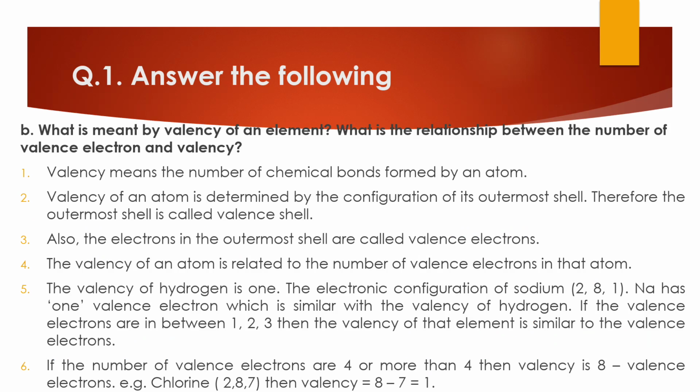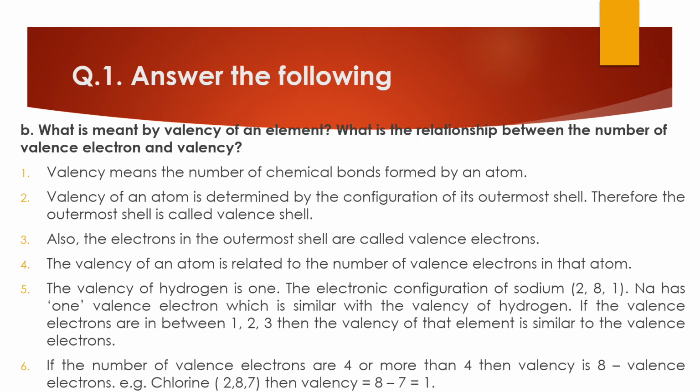So if the valence electrons are between 1 and 3, meaning if an atom contains either 1 electron, 2 electrons, or 3 electrons in its last orbit, then the valency of that element is the same as the number of valence electrons. For example, if any element contains 1 valence electron, then the valency will be 1. If 2 electrons are present in the outermost shell, then the valency will be 2.